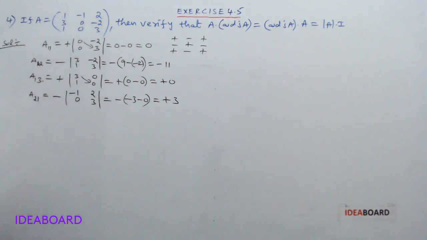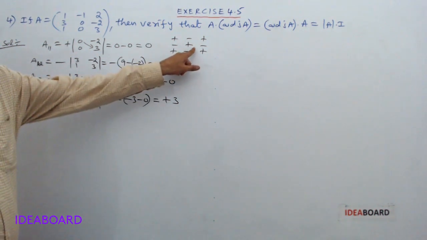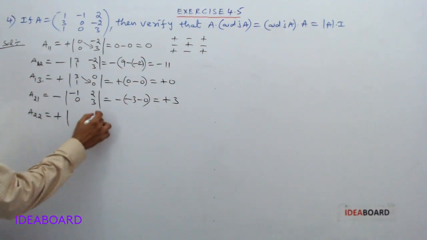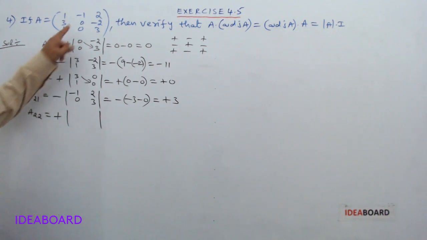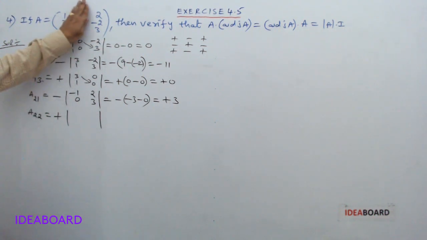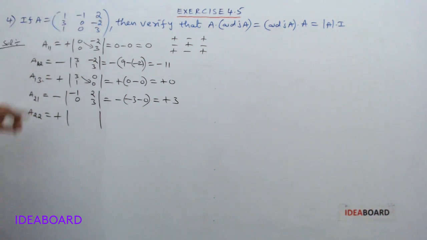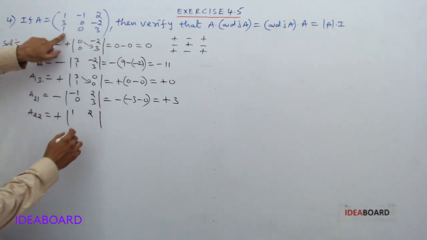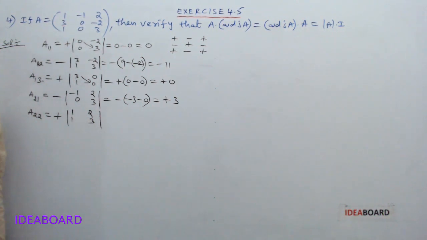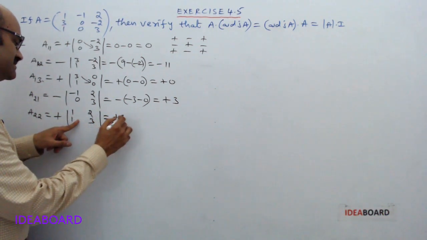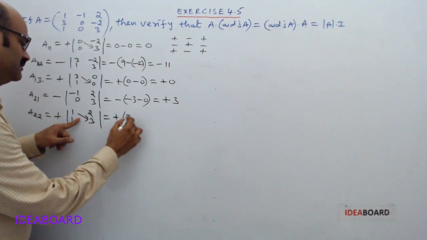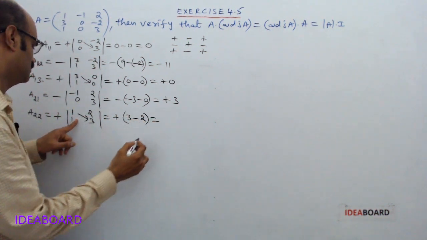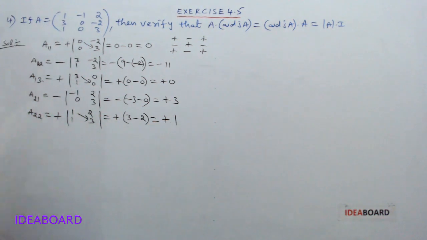Next A22 equal to sign is we are having plus determinant of the element 0 lies in second row and second column. So close the second column and second row. Then the remaining elements we have 1, 2, 1, 3. Now it's equal to plus of 1 into 3, 3 minus we are having 2. So equal to plus 1.